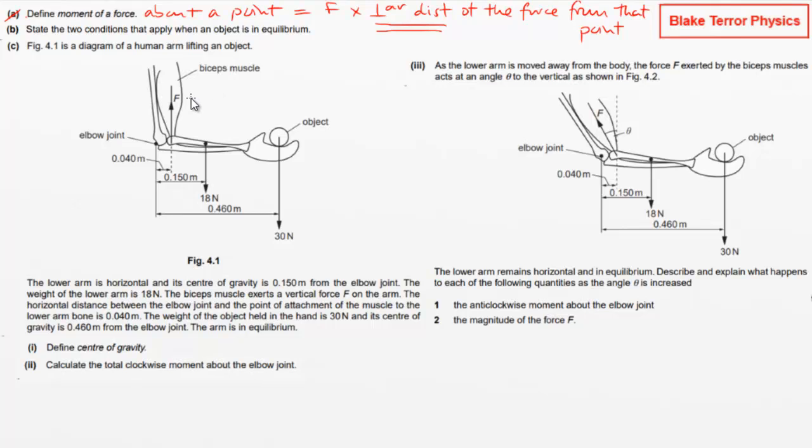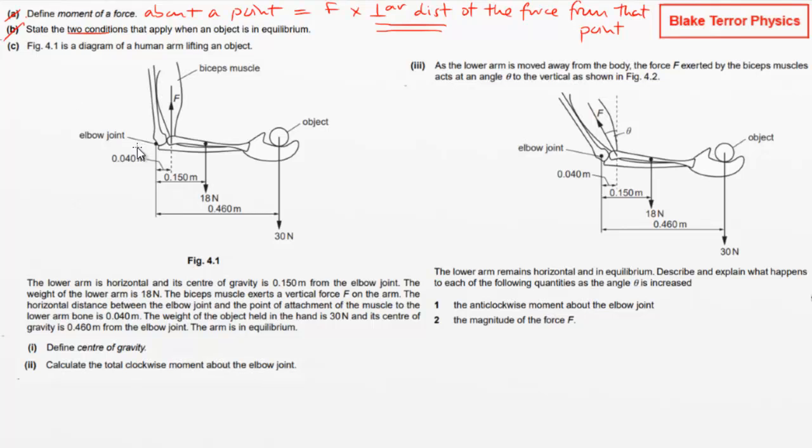State the two conditions that apply when an object is in equilibrium. So we need the net force equal to 0 and the net moment to be equal to 0. So you have to put both of those things down. They're both net or resultant force. So resultant force, resultant moment, net force, net moment, whatever way you want to put it, but they both have to be equal to 0.